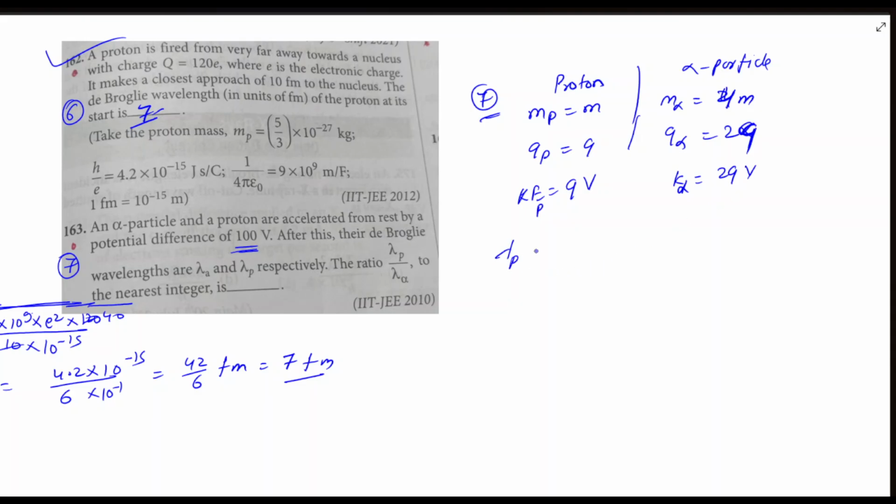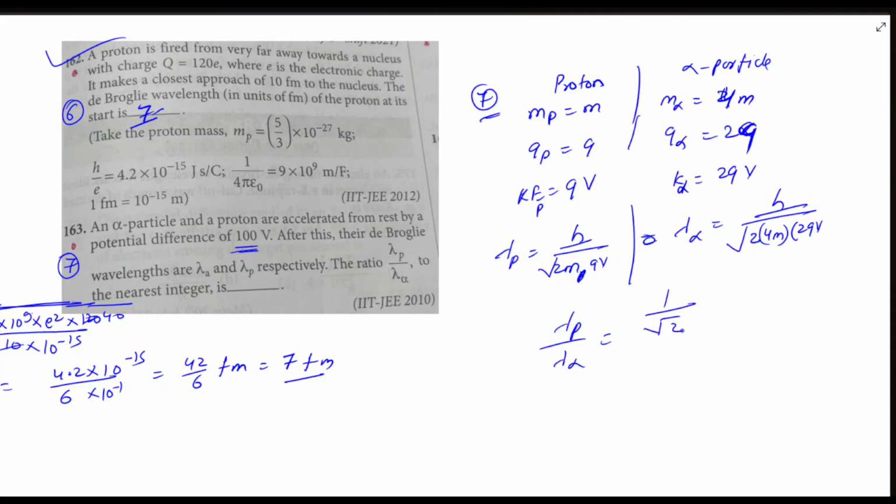Okay, so let's find the lambda for proton. So lambda for proton will be h upon root 2mQV. Now let's find for alpha. It will be h upon root 2 times m alpha, which is 4m, and K will be 2QV. So if you divide lambda p upon lambda alpha, it will be 1 upon root 2. So this will be 1 upon root of 4 into 2, which is root 8. So it will be 2 root 2.